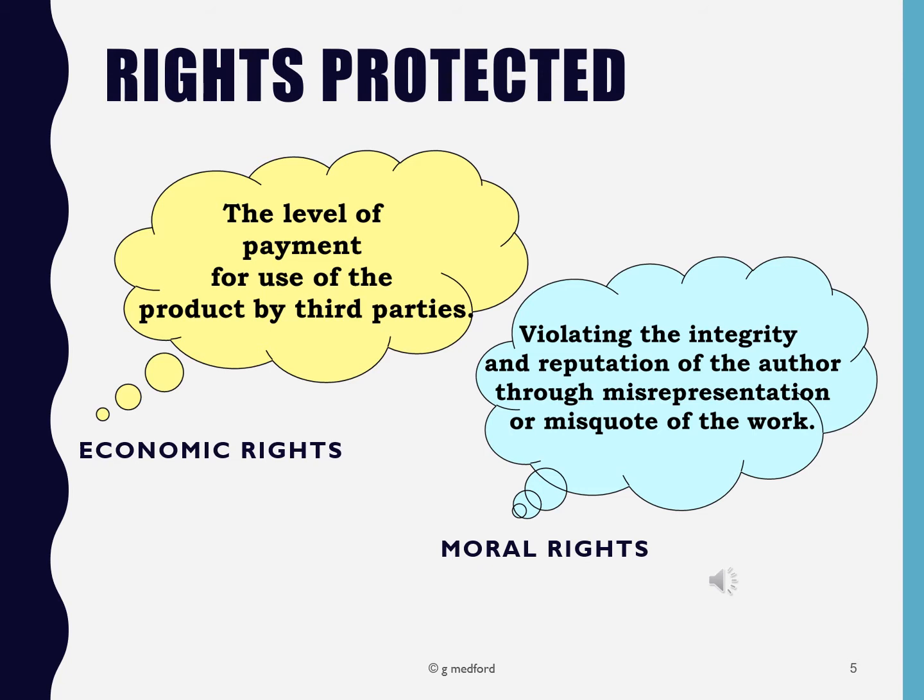The rights protected under intellectual property laws are economic rights and moral rights. Under economic rights, the inventor or creator is afforded a level of payment for the use of his or her product by third parties. Under moral rights, any violation of the integrity and reputation of the author through misrepresentation or misquote of the work is a breach of moral rights.